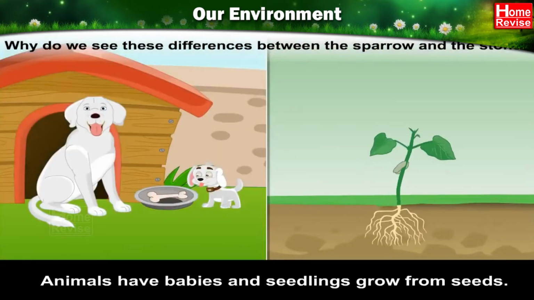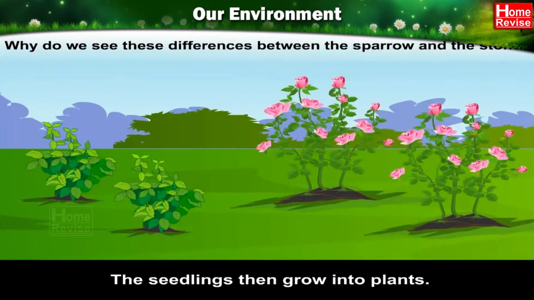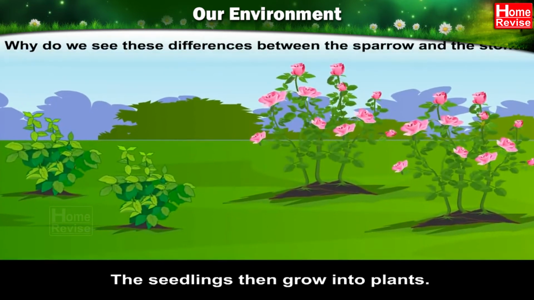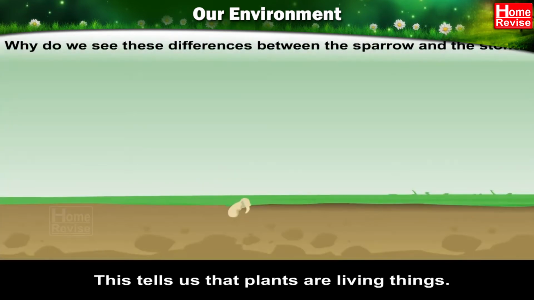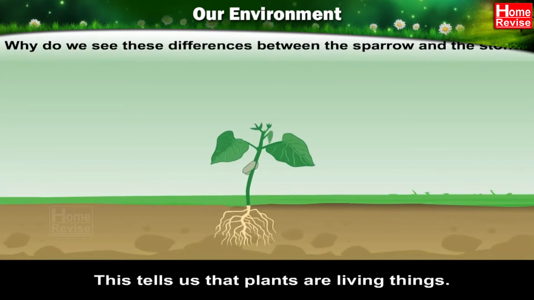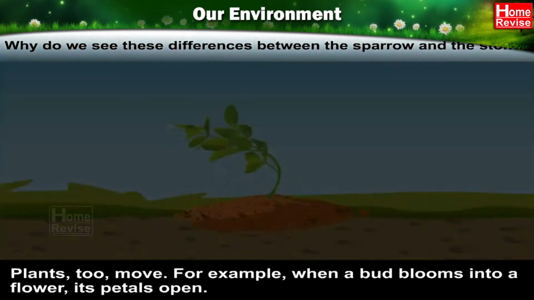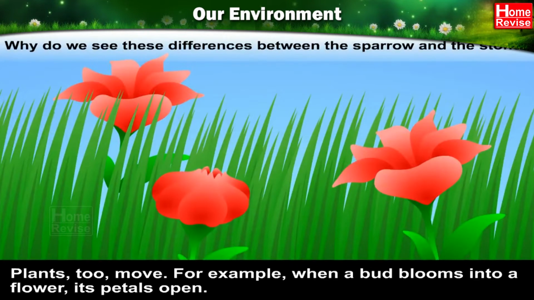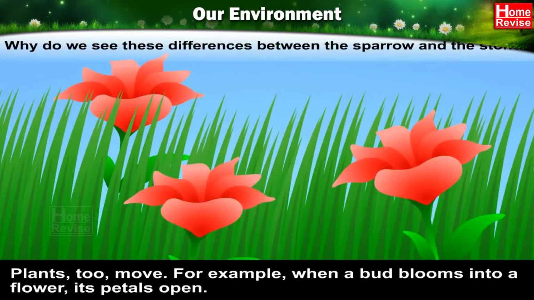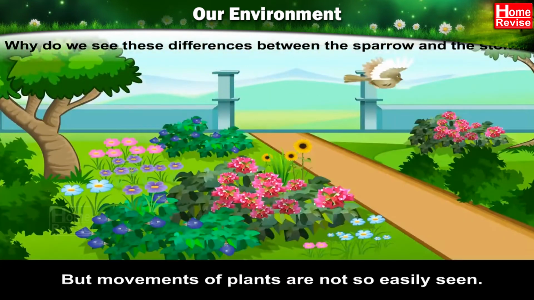Animals have babies and seedlings grow from seeds. The seedlings then grow into plants. This tells us that plants are living things. Plants too move. For example, when a bud blooms into a flower, its petals open. But movements of plants are not so easily seen.